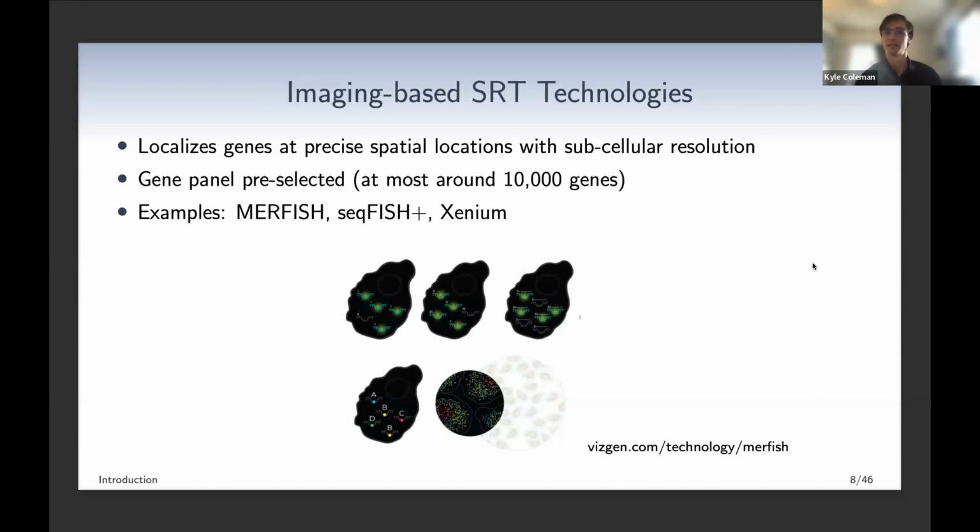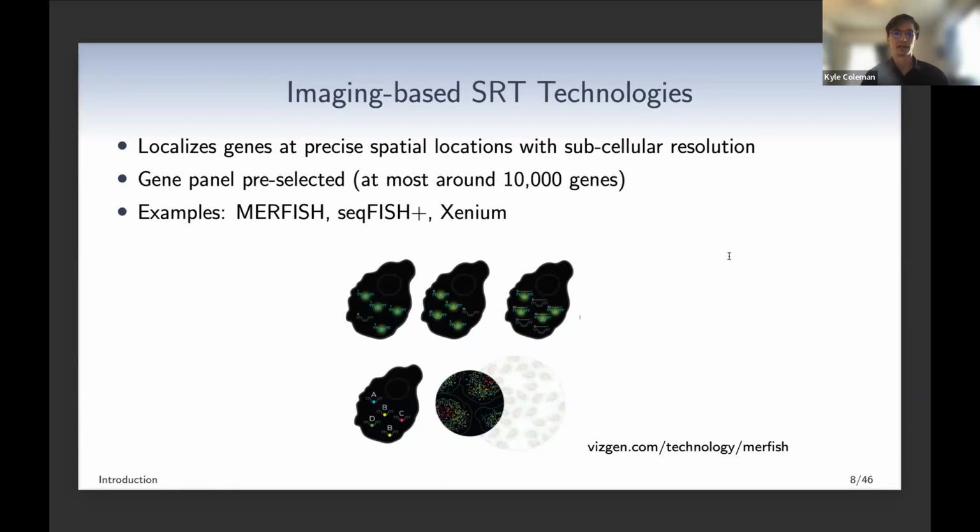The main downside to these technologies, however, is that the gene panel must be pre-selected, and you're limited to identifying at most around 10,000 genes. So it's nowhere near full transcriptome level. And 10,000 is really a bit of an extreme case. In most cases, you're really only limited to identifying about 500 genes before they start to overlap with one another, and the signal isn't as good.